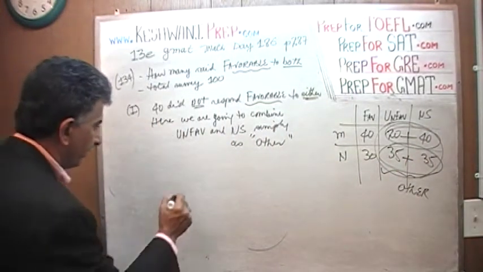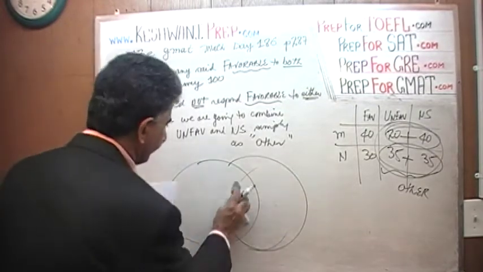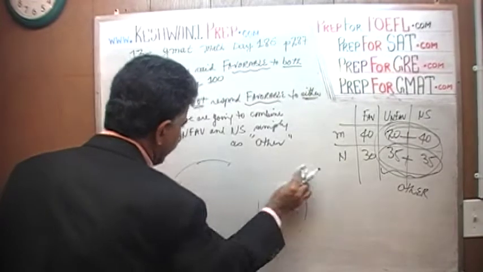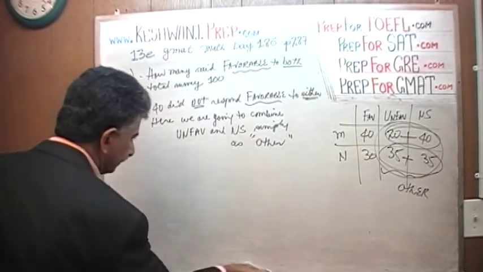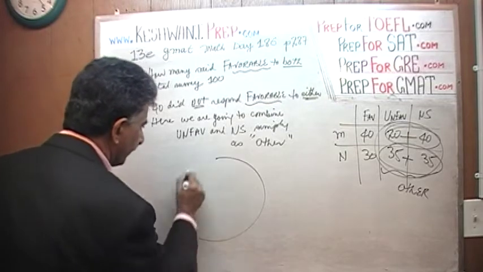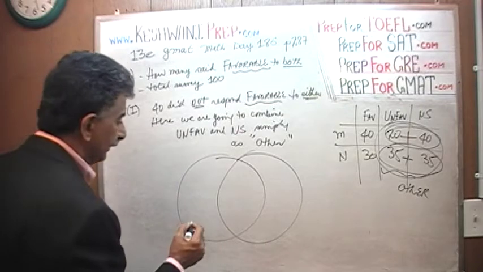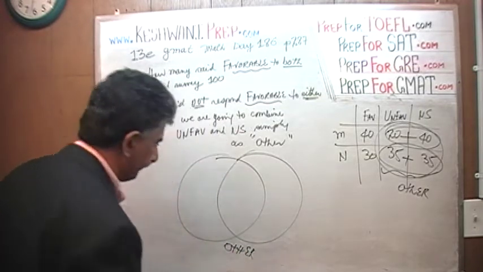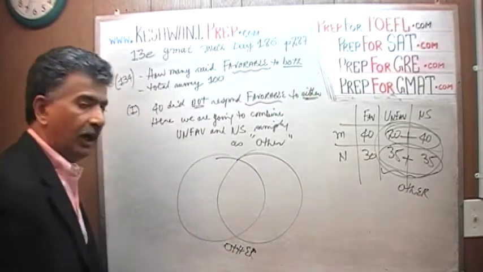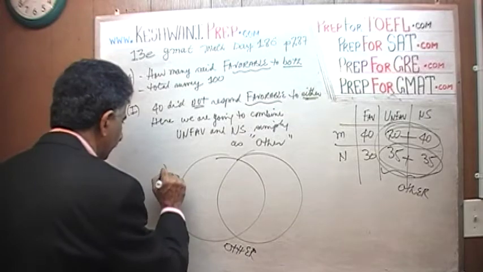Let's show it in the Venn diagram, shall we? Here is our candidate M, here is our candidate N, and what we are showing here is the other category.